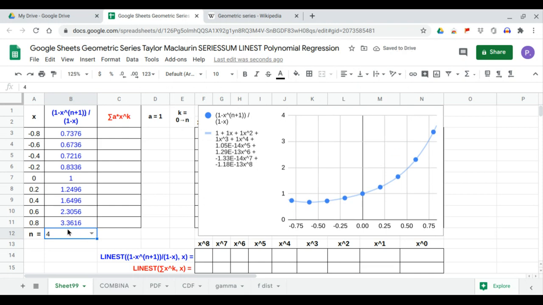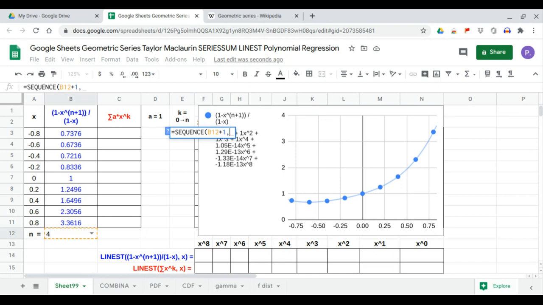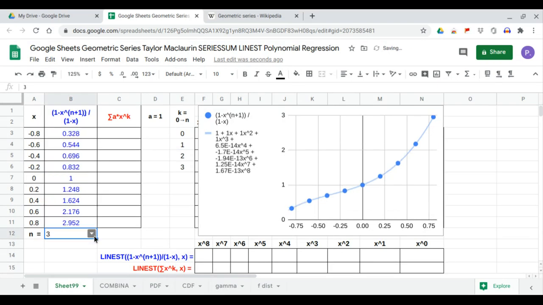Next, we use the Taylor-Maclaurin series sum to generate the expansion. It is the summation of a times x to the power k, where the value of k is from 0 to n. So this is equal to a sequence of n plus 1, one column starting from 0, incremented by 1. If we have n equals 3, that's 1, 2, 3. N equals 4, 1, 2, 3, 4.